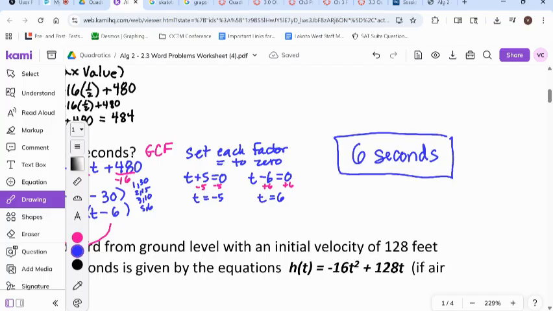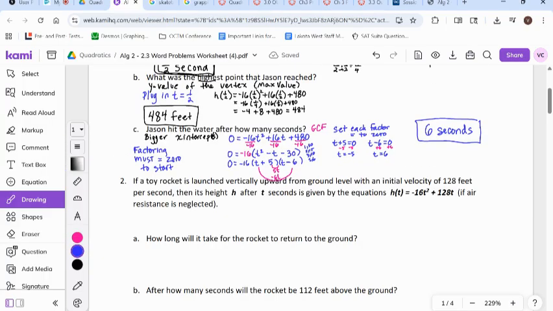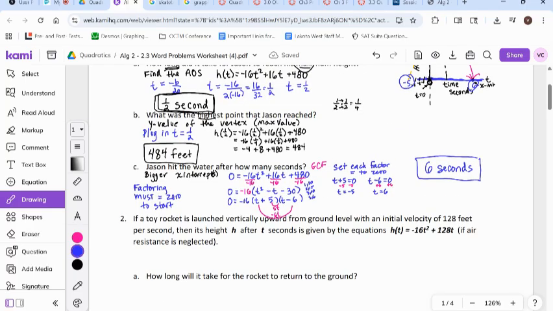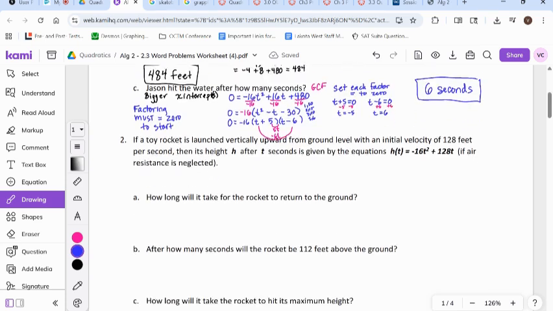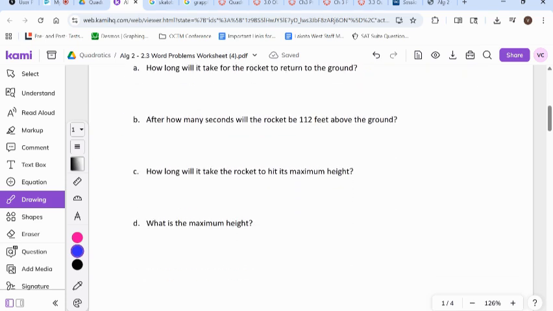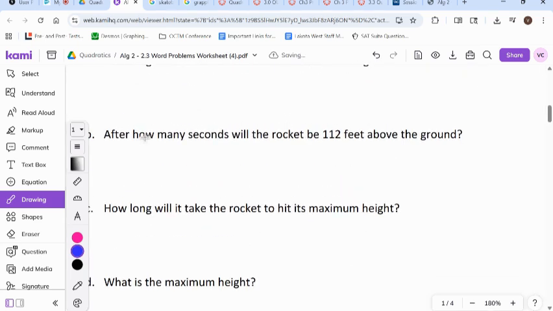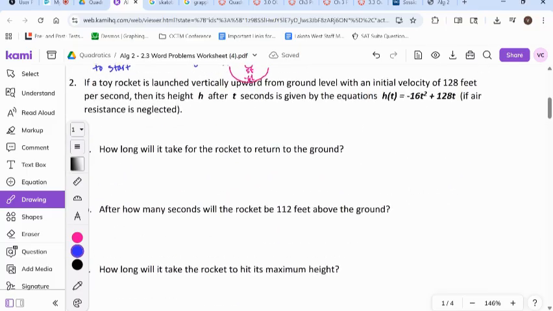So what you need to do in this worksheet is you really need to take your time, draw a good picture, and then pay attention to those keywords like max or min. This one right here, I know some people struggle with: after how many seconds will the rocket be 112 feet above the ground. So I can get you started on this one.